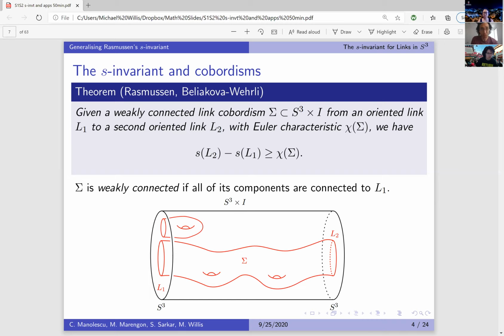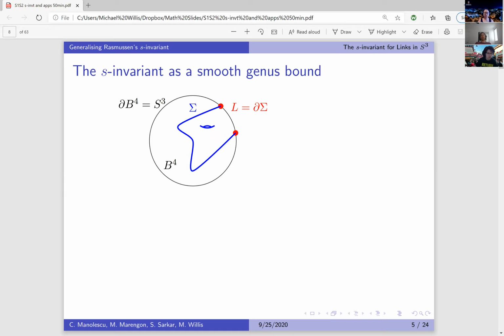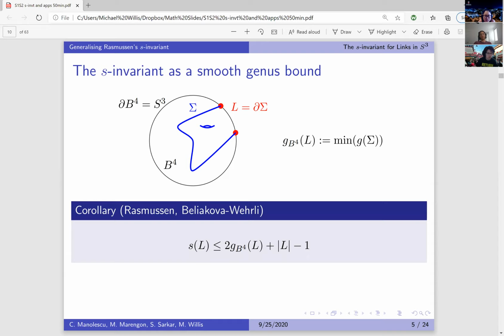From this, you can use the s-invariant to give yourself a bound on smooth genus. Picture the three sphere as the boundary of the four ball, with your link in the three sphere. You could ask, what sort of surfaces can it bound in the four ball? Of course, if you let yourself cone it, that's not very interesting, but for smooth surfaces, you ask, what's the minimum genus of such surfaces? The corollary to that theorem is that the s-invariant gives you a lower bound on such a genus, up to, so absolute value of L here is the number of components of the link.